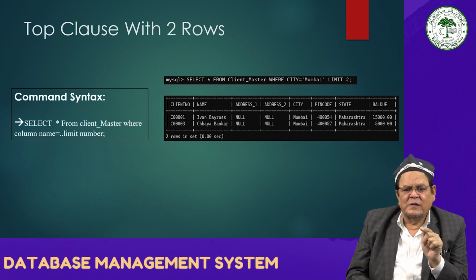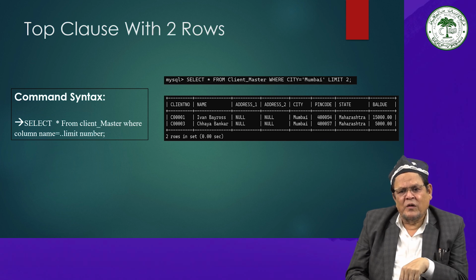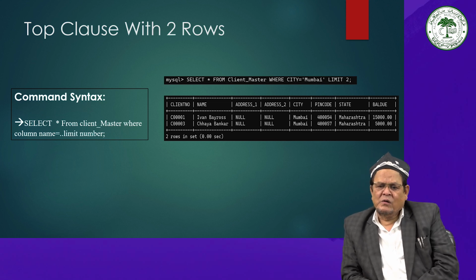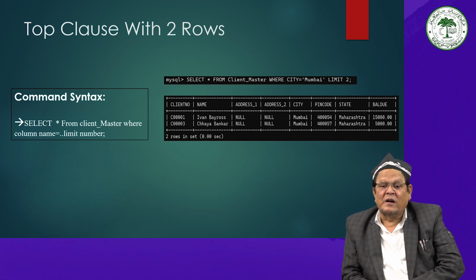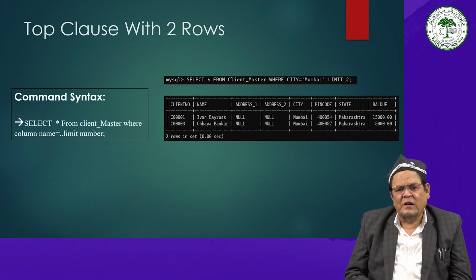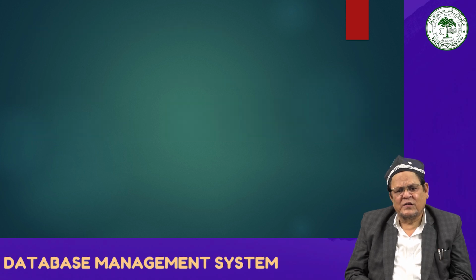Here it will display the client number, name, address, city, pin code, state, and balance. Only two records, 1 and 3, the tuples, the client numbers who belong to Bombay, and only two. Maybe more clients belong to Bombay, but I want only two persons, so it will show only two. So you have to write limit 2. In this way, you can specify rows with a condition.